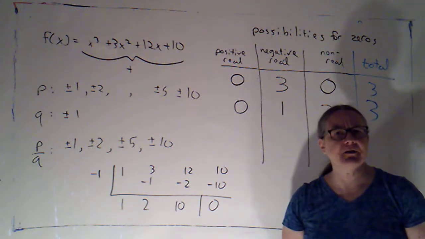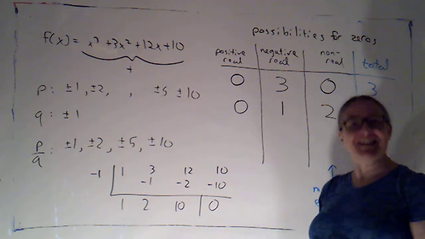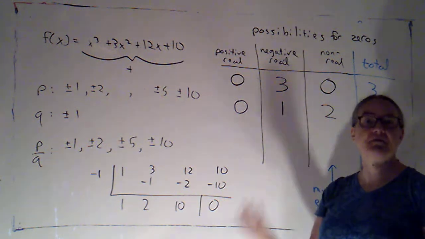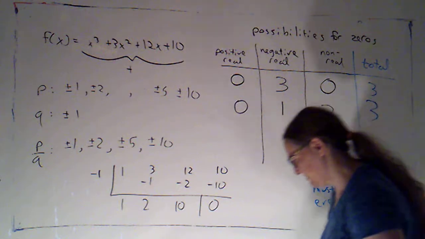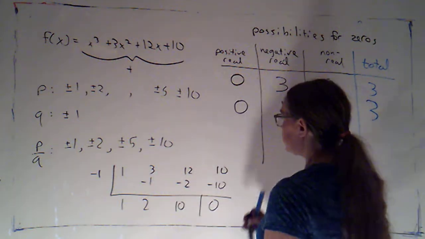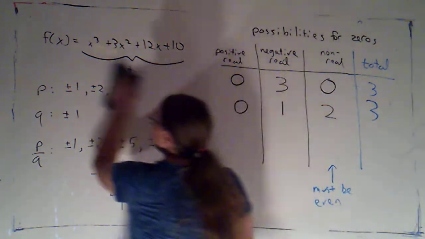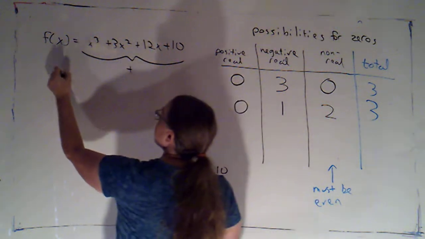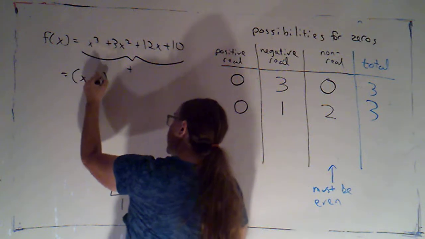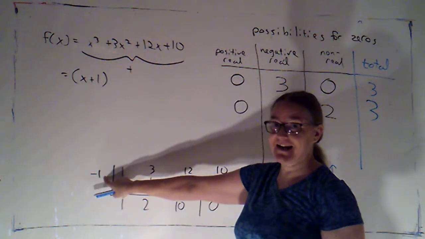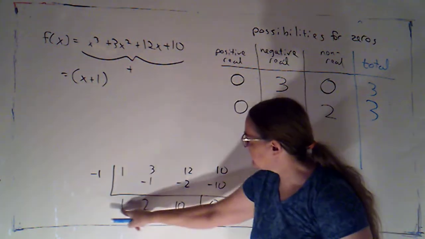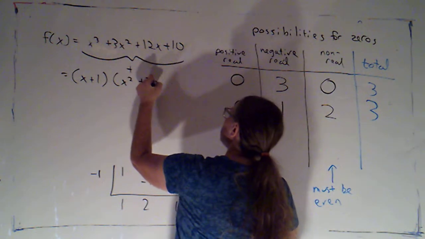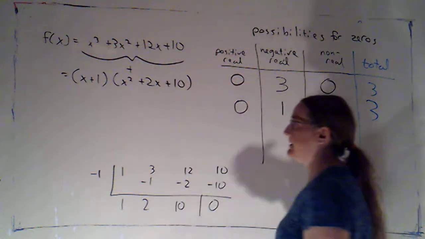I always forget to give you the directions for things. Let's find all the real zeros, all the complex zeros, and let's factor over the reals and factor over the complex numbers. Okay, so at this point, I can say that f of x is going to be x plus 1. That's x minus this zero. And then this encodes the other factor, which would be x squared plus 2x plus 10.